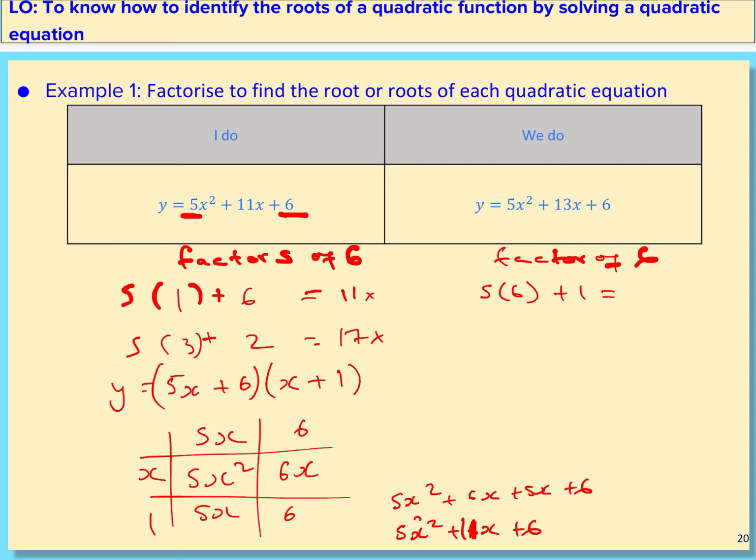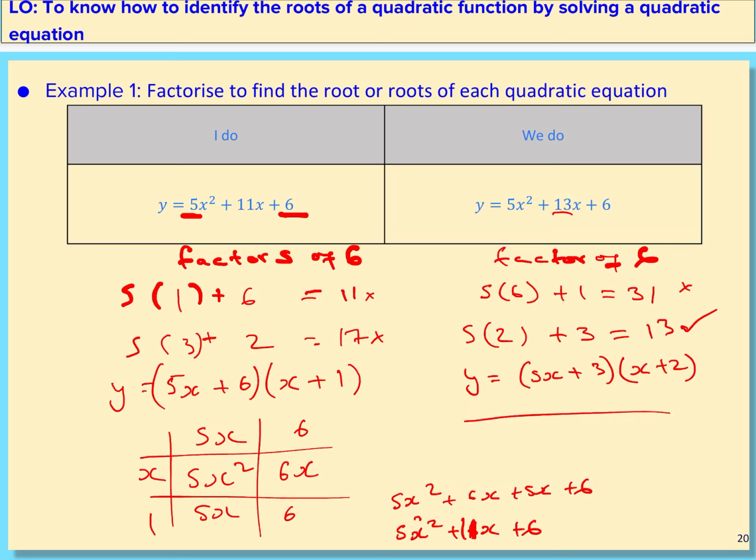Alright, so let's have a go at this one. So we're going to again look at the factors of 6. So we look at the different combinations. We already know that these two combinations won't work because they don't equal 13x. So let's try a different combination. 5 times 6 plus 1 gives us the answer of 31, which is wrong. And let's try the combination 5 times 2 plus 3. Alright, that does give us 13, so that is the right combination.